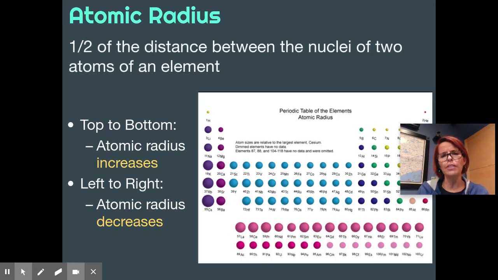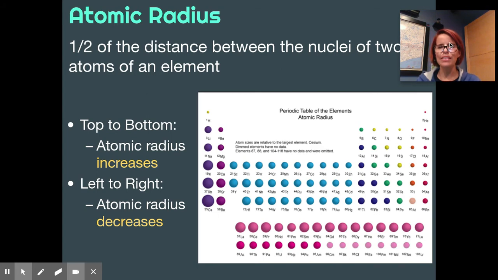So the first one we're going to talk about, and you should write this down: atomic radius is defined as half the distance between the nuclei of 2 atoms of an element. What? Okay, 2 atoms, half the distance between their 2 nuclei. So here's 2 atoms, here's the nuclei. The full distance would be like a diameter, half the distance is a radius. So that's the definition of an atomic radius.